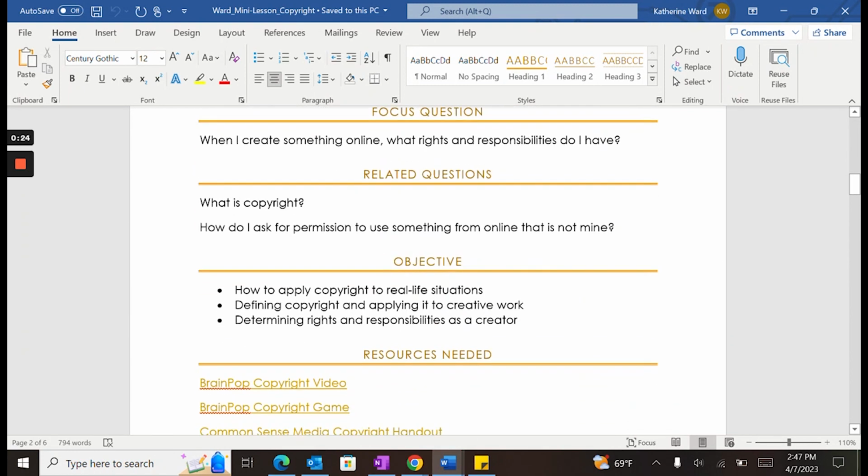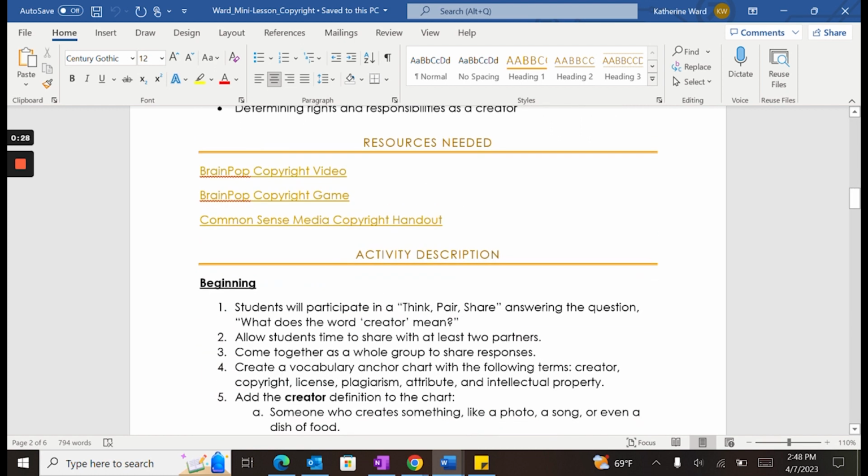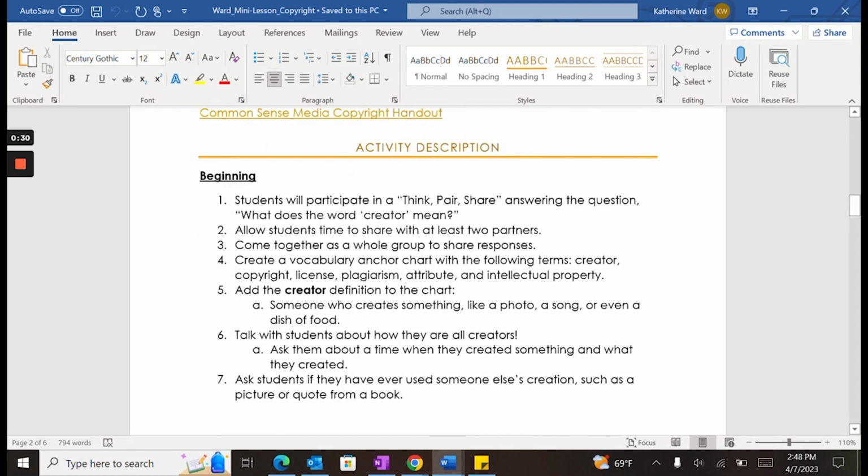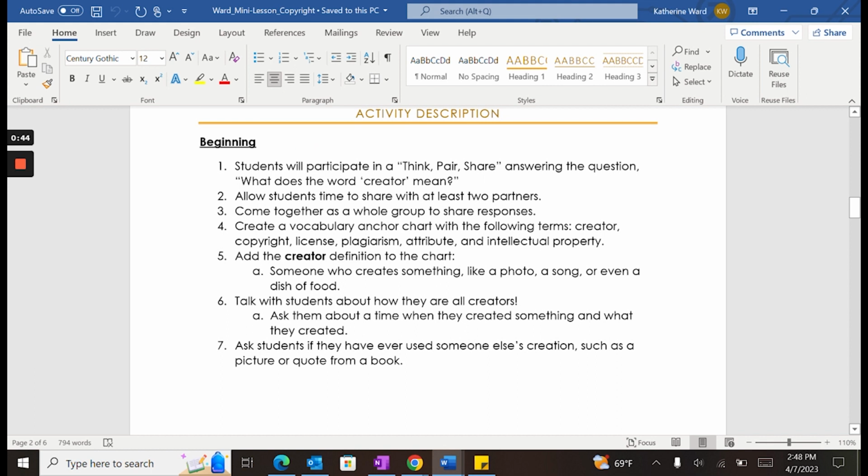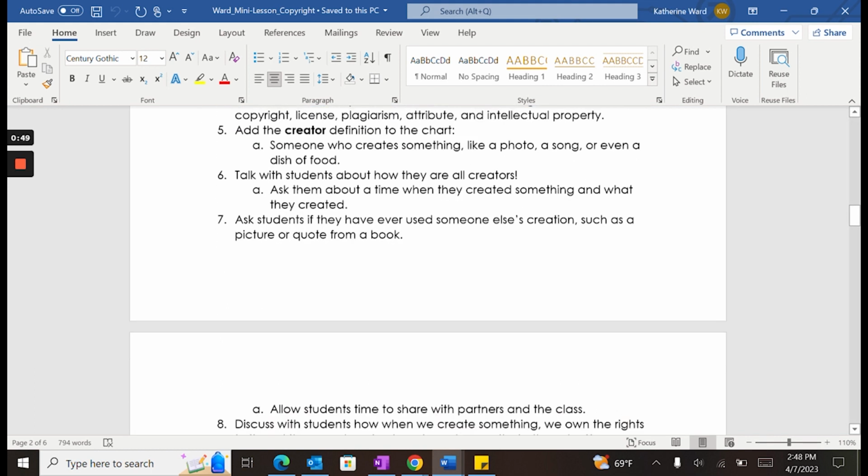what is copyright and how to ask for permission to use something from online that was not created by them. For this lesson, students looked at some different vocabulary terms such as creator, copyright, license, plagiarism, attributes, and intellectual property. We talked about how students are all creators and asked about a time when they created something. Following that discussion, we asked students if they had ever used someone else's creation, such as a picture or quote from a book.